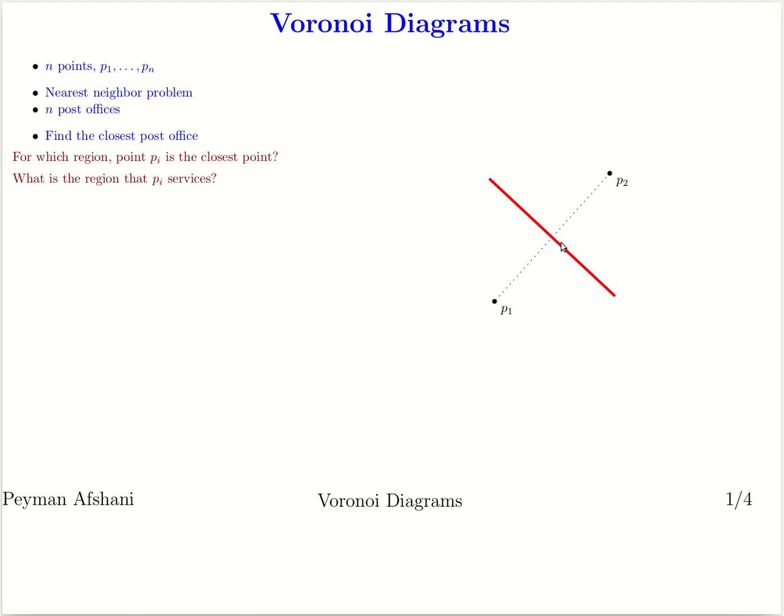If you draw the bisector of these 2 points, P1 and P2, any point that is below this red line will be closer to P1 than it is to P2. And the other way around if you have a point above this red line. So in other words, if these are the only 2 post offices, every point below this line will be closer to P1, and therefore P1 will be serving all these points in this region of the plane. So for instance, for this point Q, of course, point P1 is the closer point, so Q lies in the region of point P1.